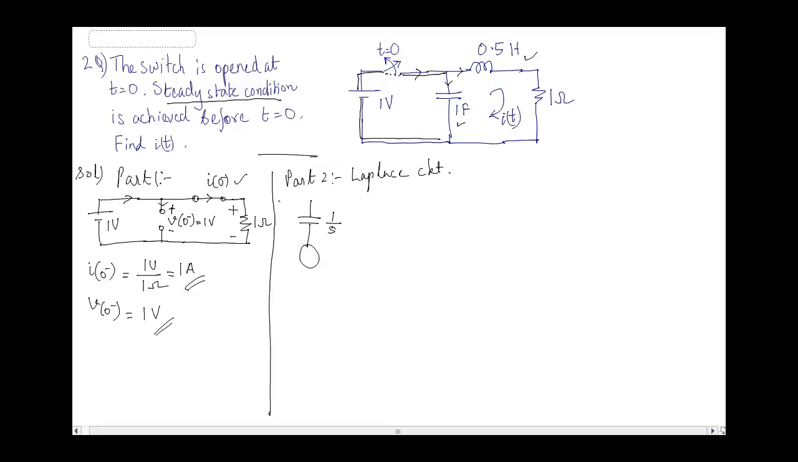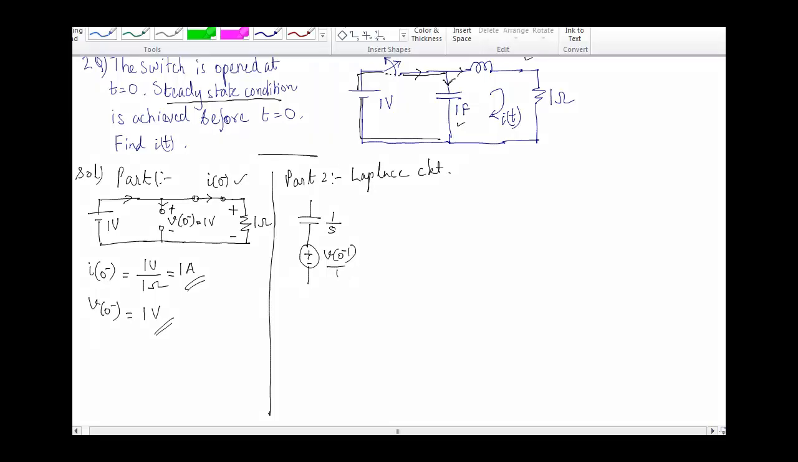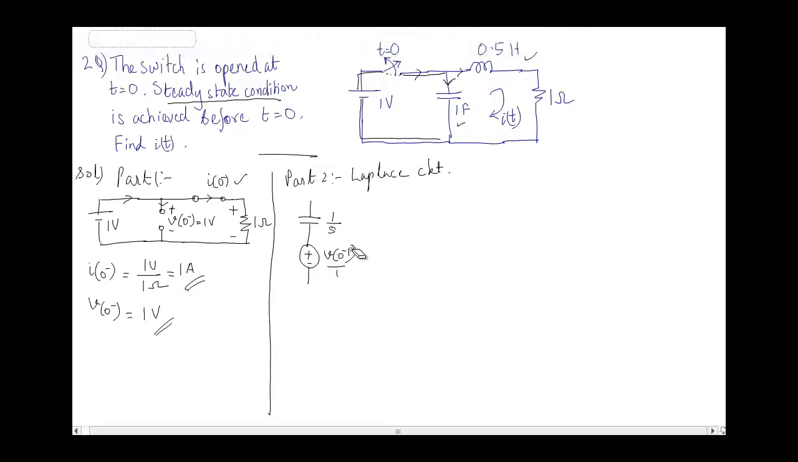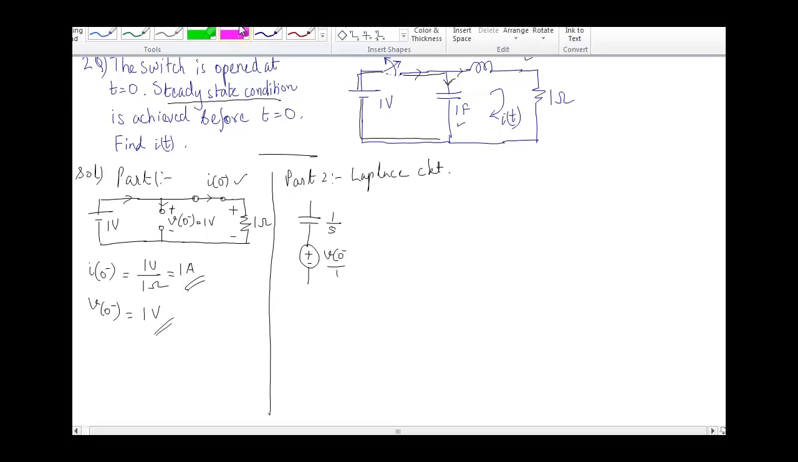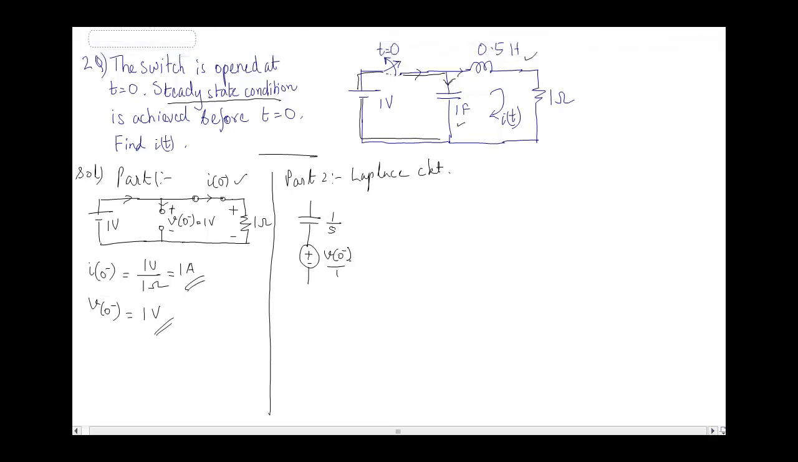Since the current was flowing in this direction, that means it is flowing in downward direction, so I will assume this as plus and minus with value of V naught minus, which is V naught minus by 1 by s. So V naught is 1, so this is also going to be 1 by s.